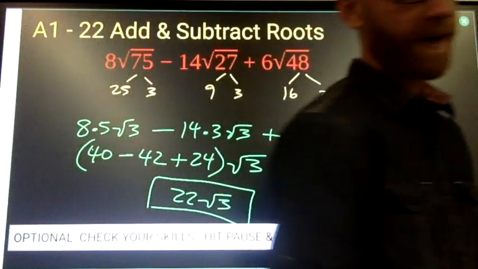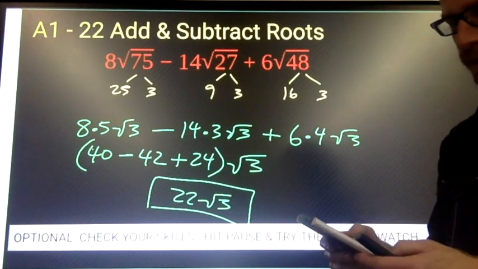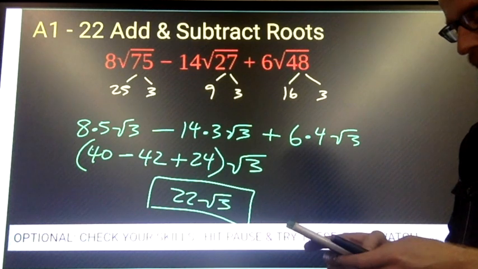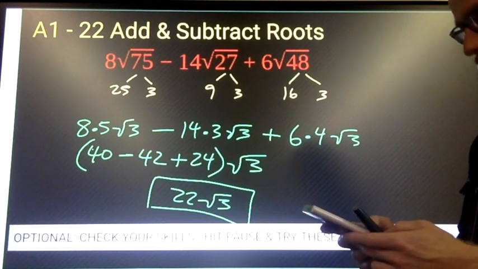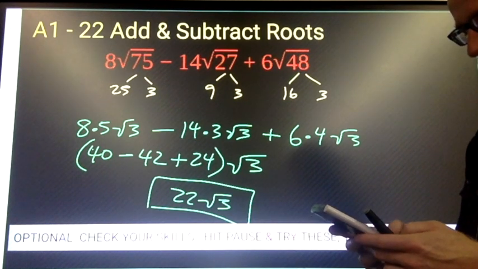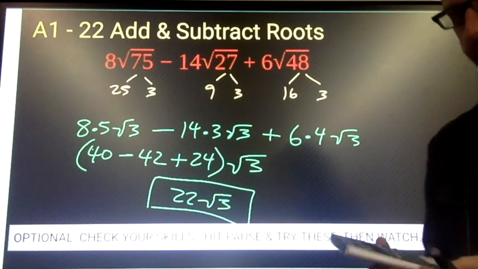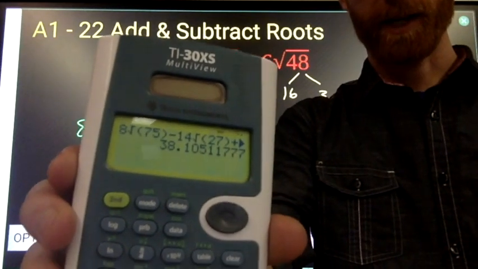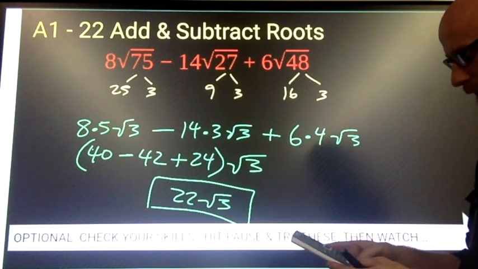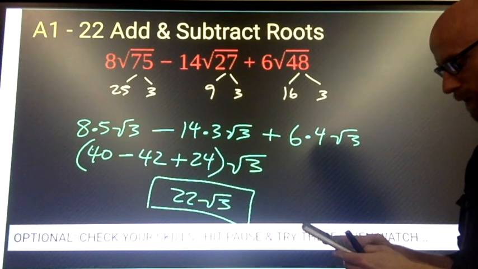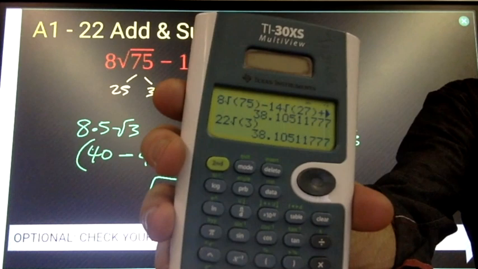Again, if you wanted to test your final answer against the original, you could type the original into the calculator. 8 square root of 75 minus 14 square root of 27 plus 6 square root of 48 and get an approximation, 38.105, etc. Type your final answer in there, 22 square root of 3. Make sure that they match. All right, if they match, you can be pretty sure you simplified correctly.